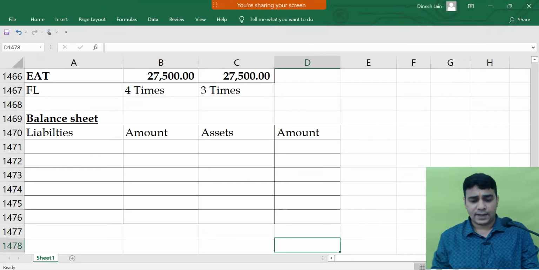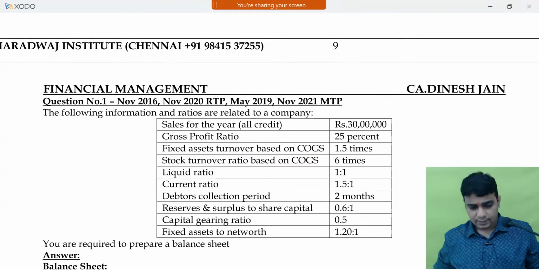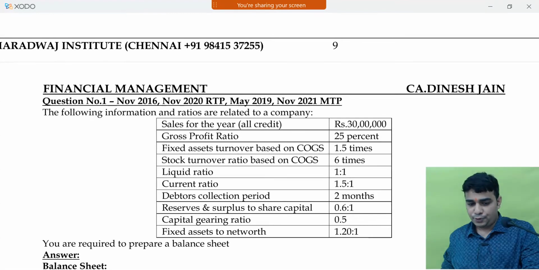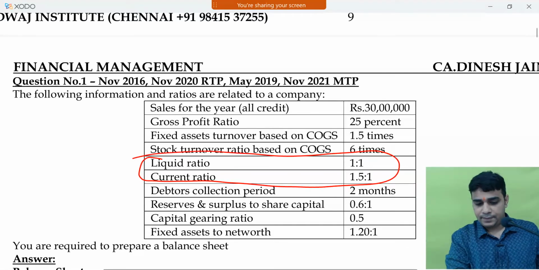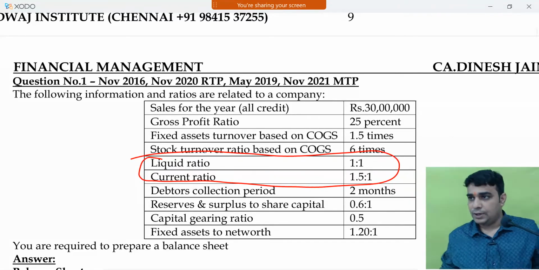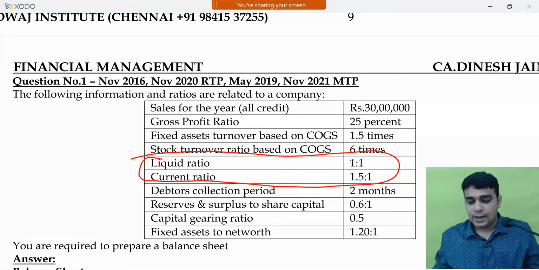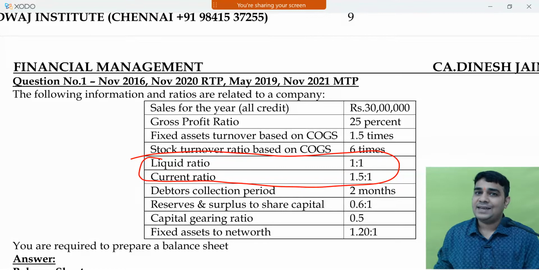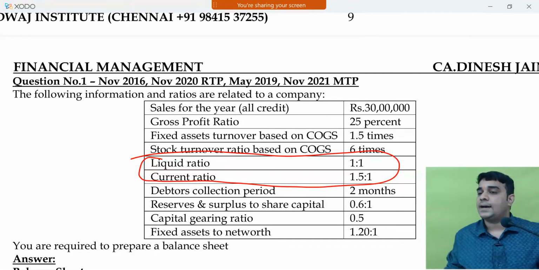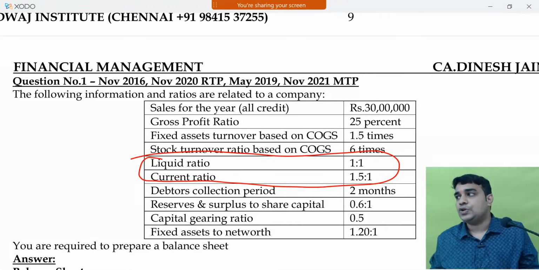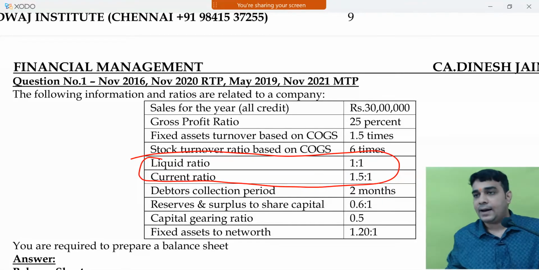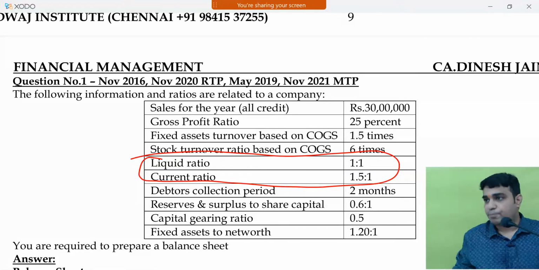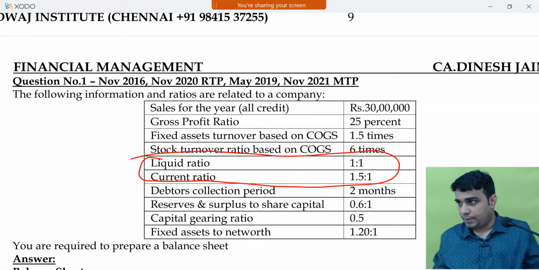Okay, liabilities amount, assets amount. Now let's look at what you can do. If you have the combination of liquid ratio and current ratio in a question, you can use your understanding of quick assets, get to the inventory, and get to know the current assets and current liability. This combination can help you calculate current assets and current liability, provided you get the inventory information.